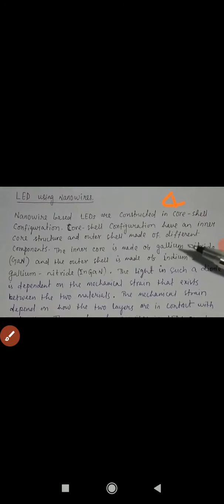Quantum dots in LEDs. Now, LED using nanowires. Nanowire based LEDs are constructed in core shell configuration. A core shell configuration has an inner core structure and an outer shell made up of different components. The inner core is made up of gallium nitride, and the outer shell is made up of indium gallium nitride. The light in such a diode depends on the mechanical strain that exists between the two materials. The mechanical strain depends on how the two layers are in contact.